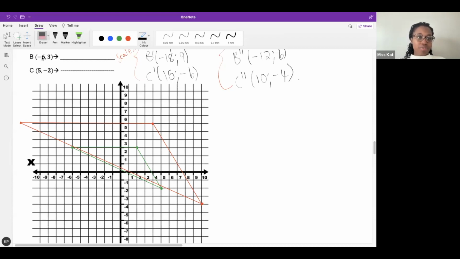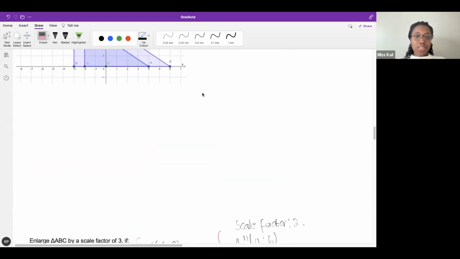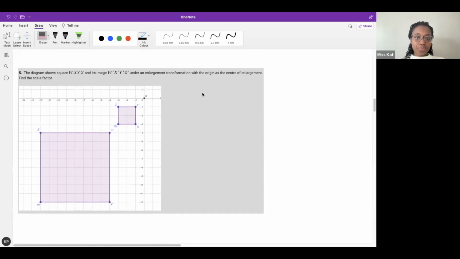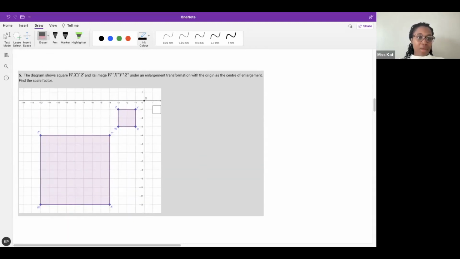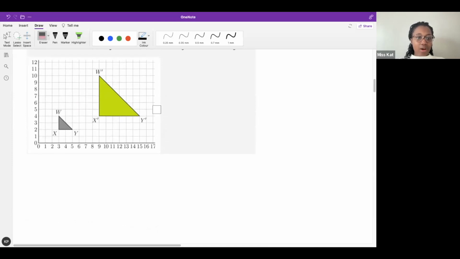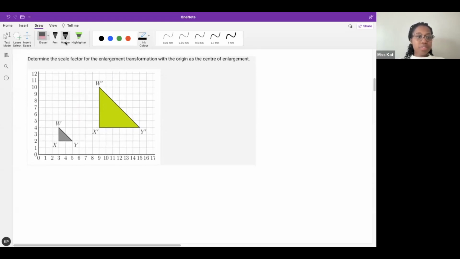Now, I have a question for you guys. Let's say we're given shapes like so, and they ask us, are the following shapes a reduction or enlargement? You can just look at it. But now they're asking you to determine the scale factor. The first one we were doing, we were given the scale factor. Now they're asking you to find it.